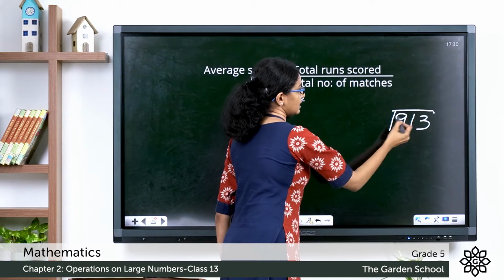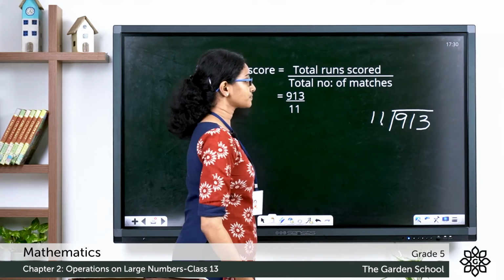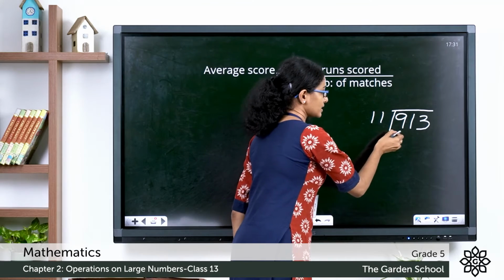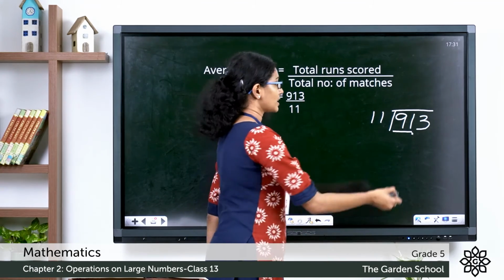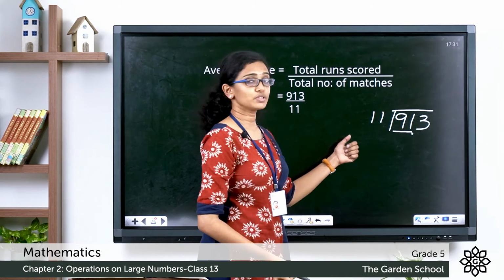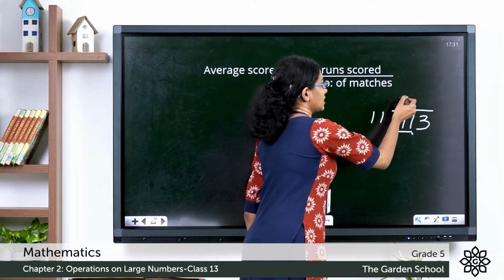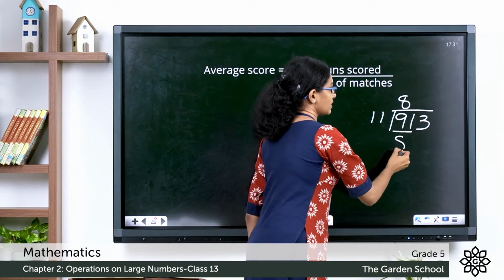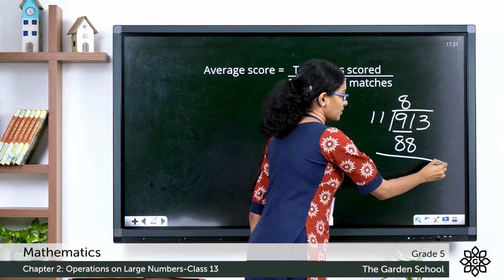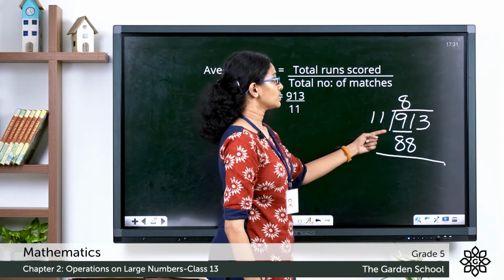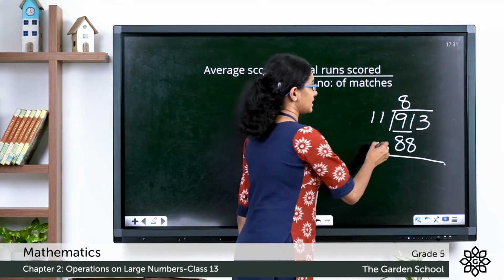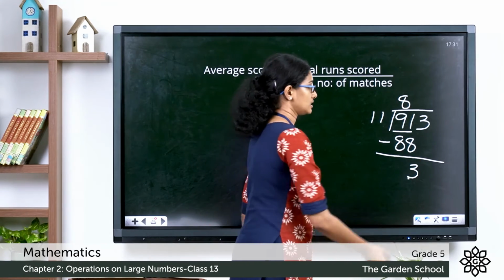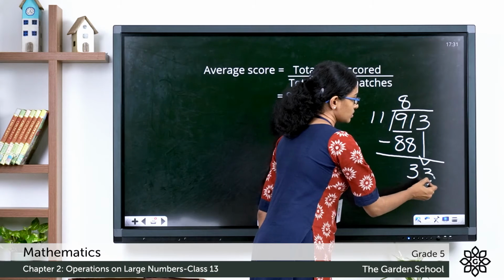So 913 divided by 11. We are dividing the number by a 2-digit number. So let's look at the first 2 digits of the dividend. That is 91. How many 11s are there in 91? 8 11s will go in 91. 8 11s are 88. So let's subtract these two numbers now. 91 minus 88 gives you 3. Now let's bring down the next digit. Bringing this down gives you 33.